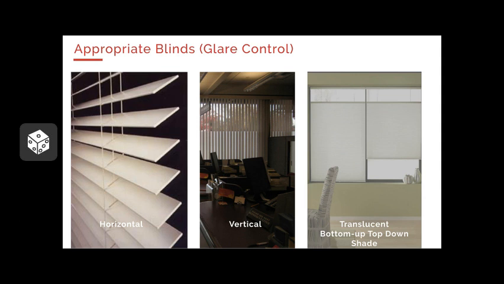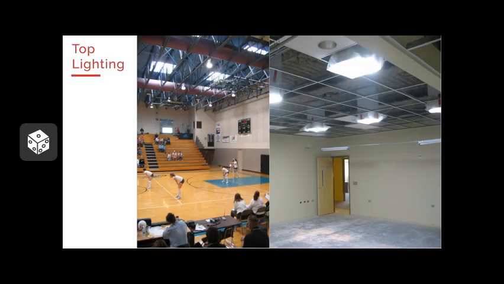And those, I think, are going to be kind of the new thing, is that all shades will be bottom up and top down. Top lighting systems work. You can have some glare issues if you're not redirecting up, but for interior spaces, it's bringing in basically free light and extremely energy efficient.